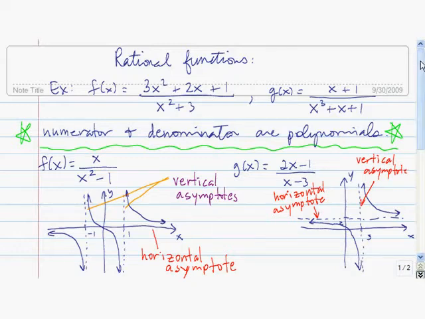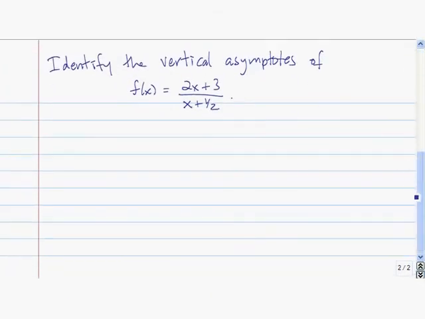Okay, let's see an example where we find a vertical asymptote. The first thing that we need to do is make sure that the numerator and denominator don't have any common factors. These are both linear terms, and they don't have any common factors. The next thing that we need to do is find out where the denominator equals 0, once we've canceled out any common factors. In this case, the denominator is equal to 0 at -1/2. So that means that the line x equals -1/2 is a vertical asymptote of this function.